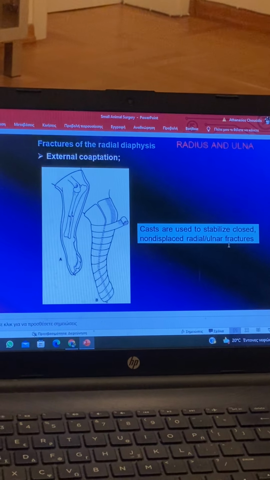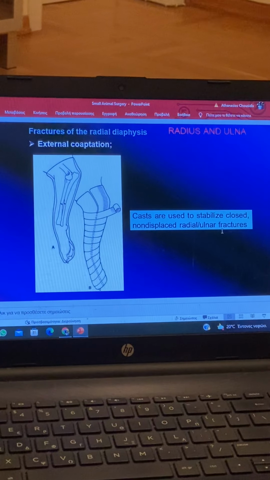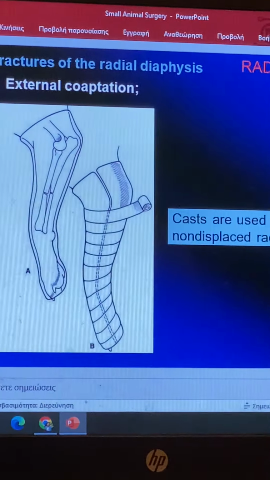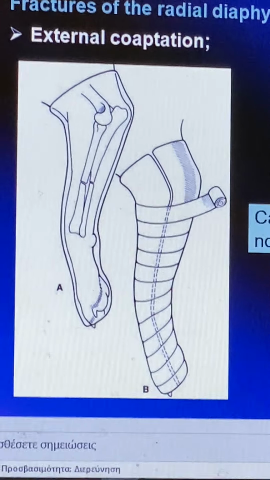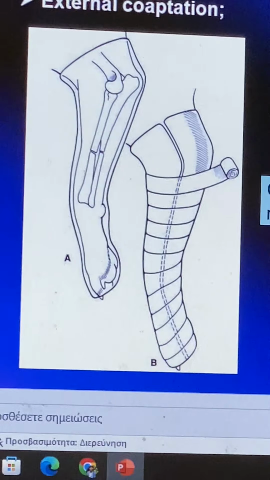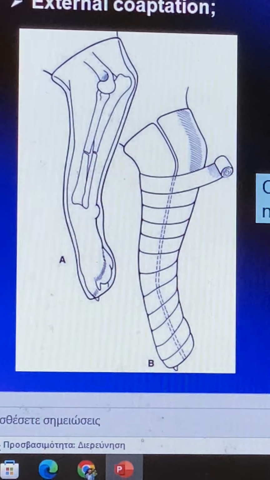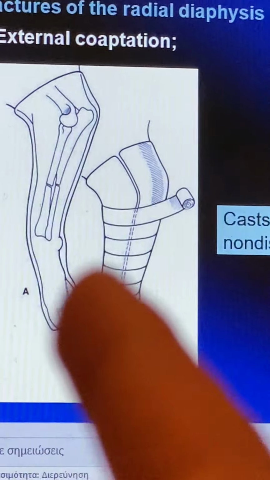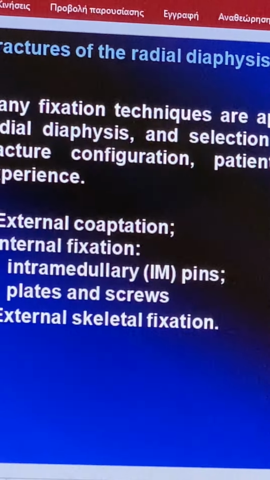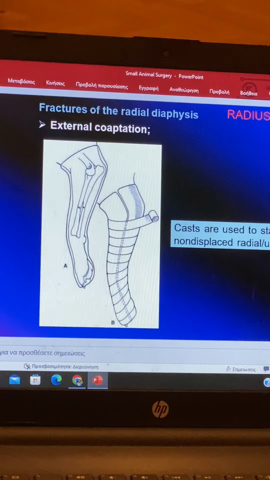So, radius and ulna can be fractured together, and we can have angulation, rotation, delayed union, and decreased growth can occur also. Just like the picture on the left, both radius and ulna are broken together. Okay. So we start with radius.